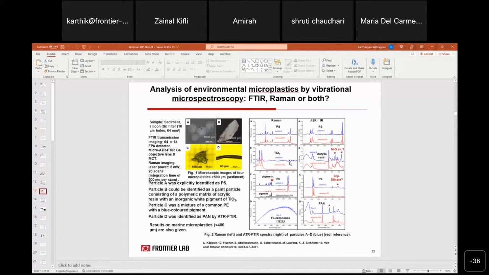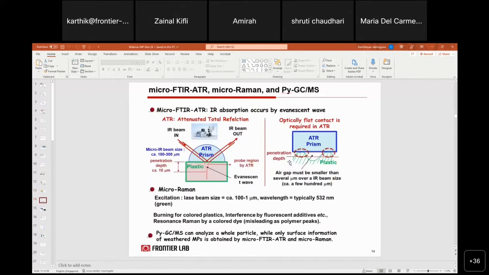Similarly, particle C is a polyethylene with a blue colored pigment. The interference from some of the pigments is well documented, so you have to take enough precautions to minimize such interferences. It also has its own analytical challenges. Particularly when you talk about ATR, you have to make sure that your space is as small as possible.